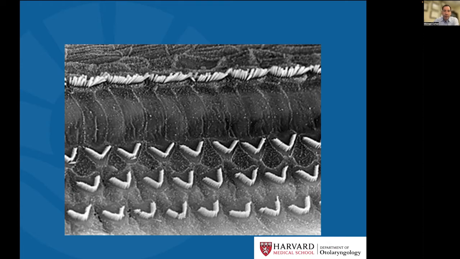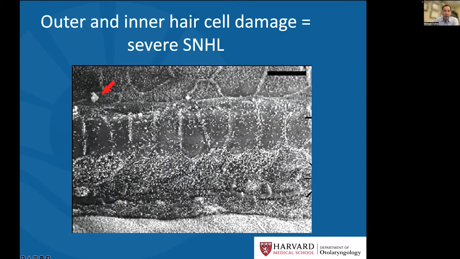Now, in sensory neural hearing loss, there's often been injury to these hair cells, and here's an example of a cochlea where the hair cells have been destroyed by one mechanism or another, and you can just see a little tuft of one inner hair cell sitting there.